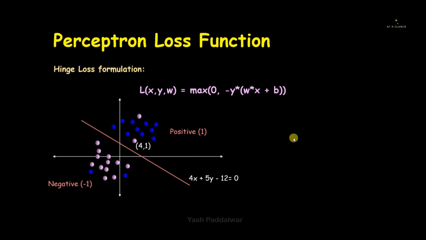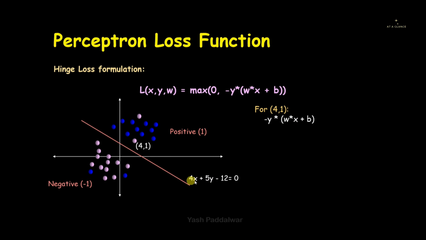Now, for the data point (4, 1), we have to find out the value of the loss. First we have to calculate the value of the expression minus y into (w into x plus b). If you remember, w into x plus b is nothing but the weighted sum in the perceptron. We already have seen many examples of finding the weighted sum. Here we have the coordinates (4, 1), that is nothing but x, y.